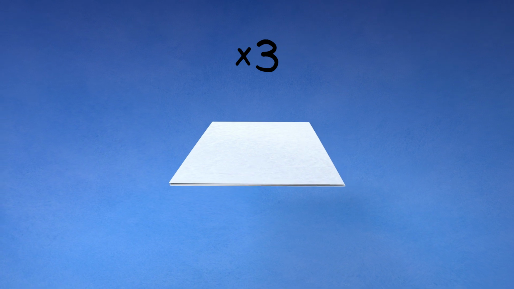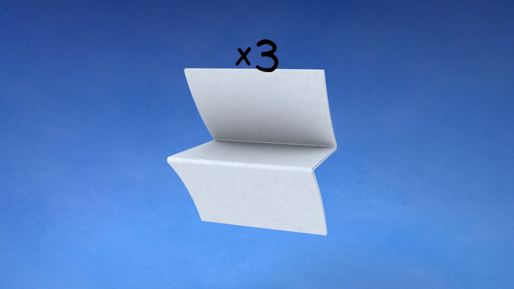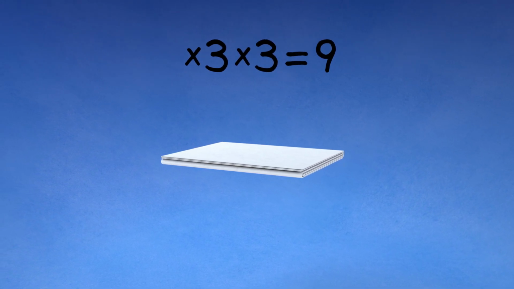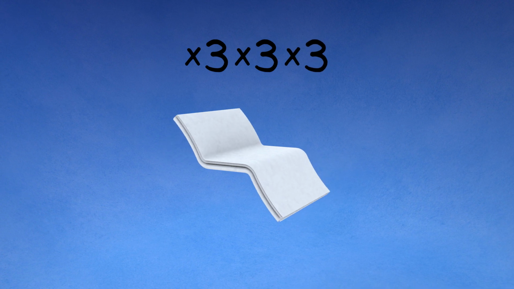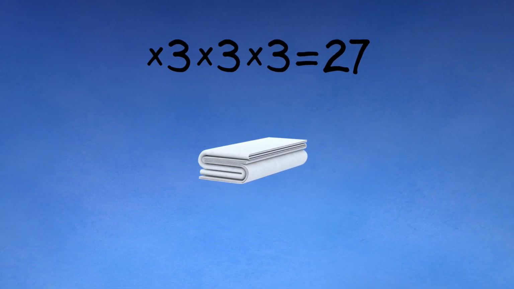We can work with the paper again and fold it into a Z shape to triple its thickness. This kind of fold multiplies the thickness by 3. A second Z fold multiplies the thickness again by 3, giving us a total of 9. A third Z fold triples the thickness once more for a total thickness of 27.